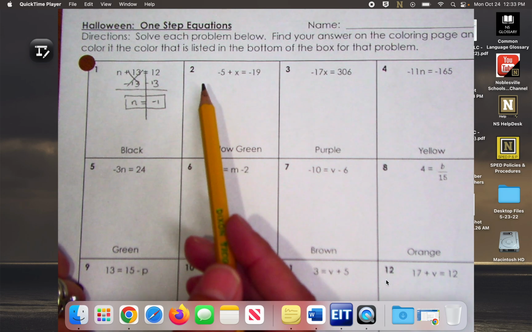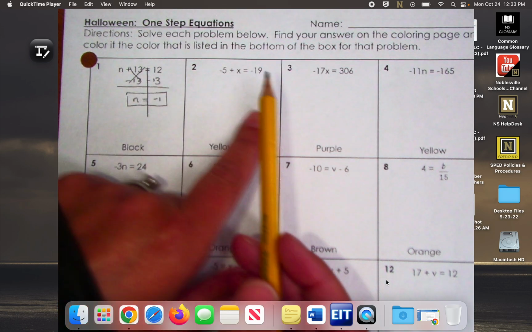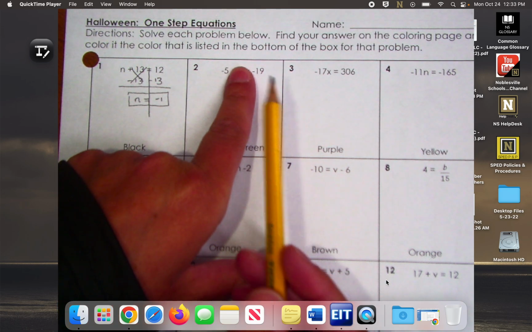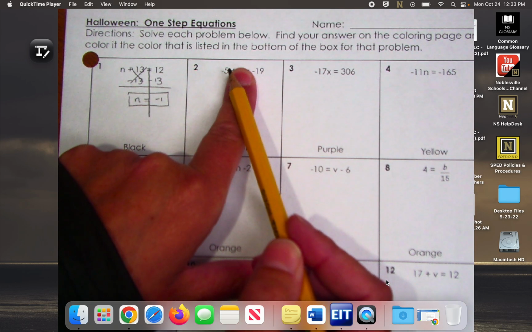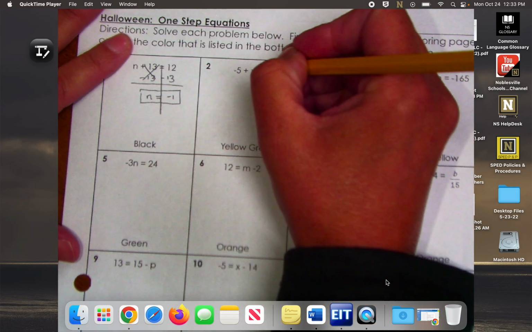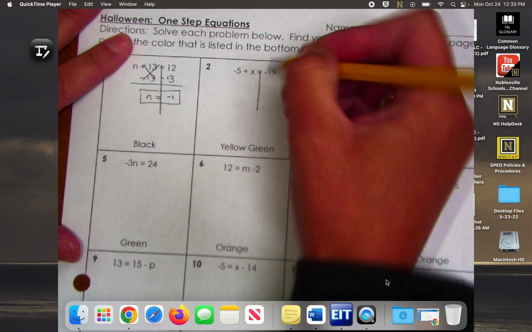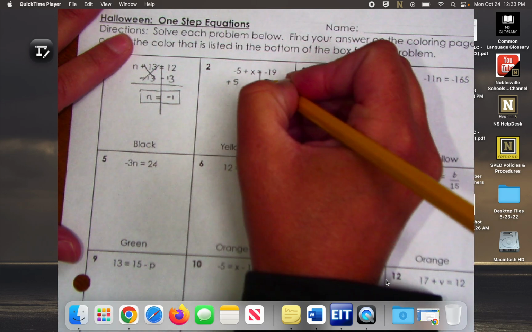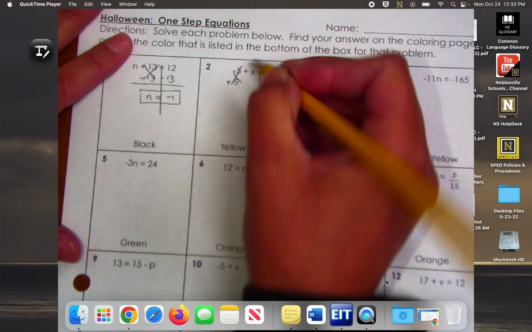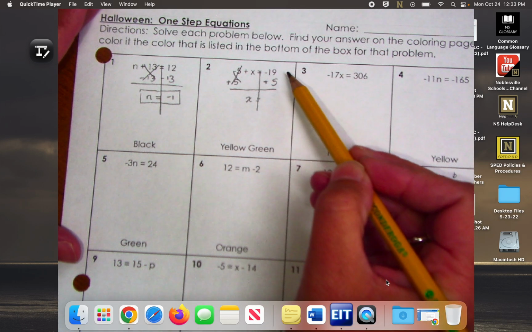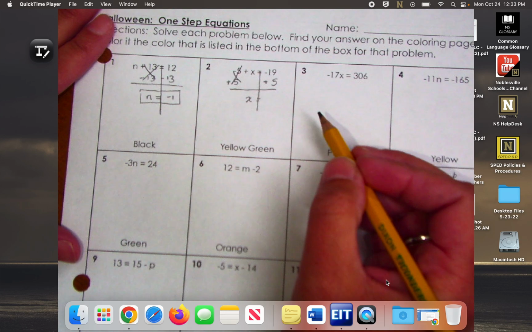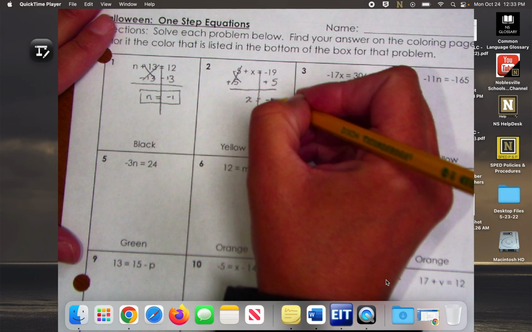Okay. Let's work on number 2 here. I'm going to cover up the x. And so I'm left with subtracting 5. What's the opposite of subtracting 5? Adding 5. Absolutely. So I'm going to add 5 to both sides. These are now gone. I'm left with x equals. And what is -19 plus 5? Nick? -14.